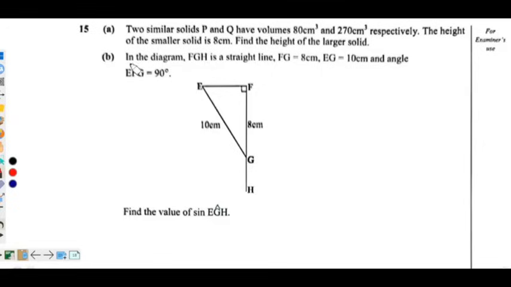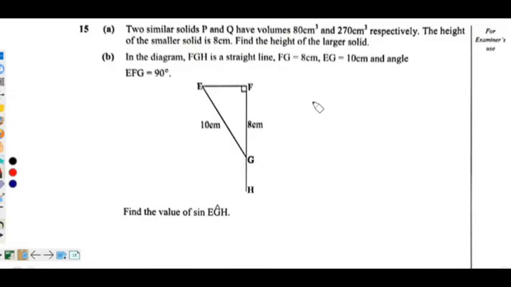We have now come to question 15. Two similar solids P and Q have volumes 80 cubed centimeter and 270 cubed centimeter respectively. The height of the smaller solid is 8 centimeter. Find the height of the larger solid. So they have given us the height of the smaller solid. They want us to find the height of the larger solid.